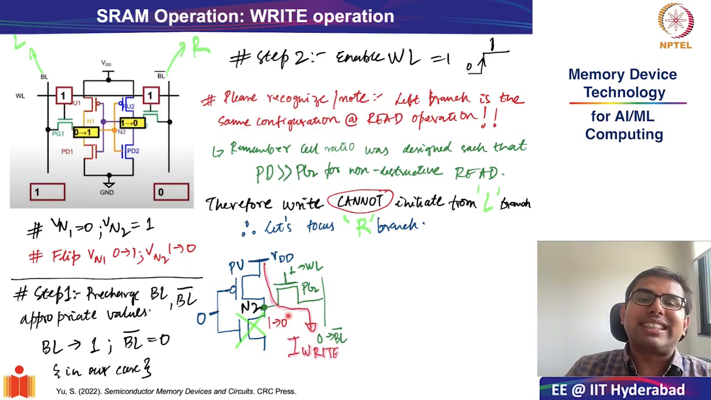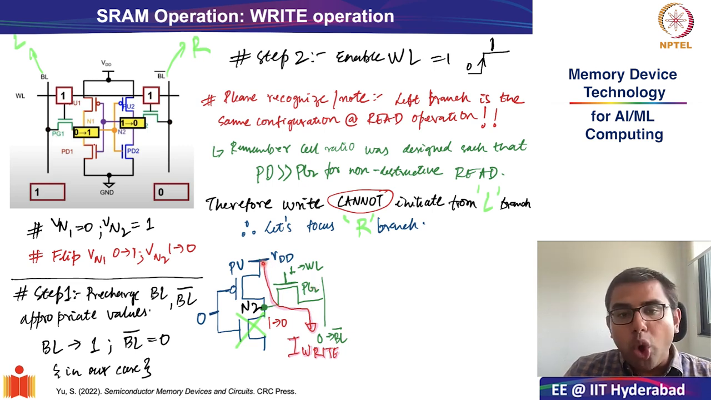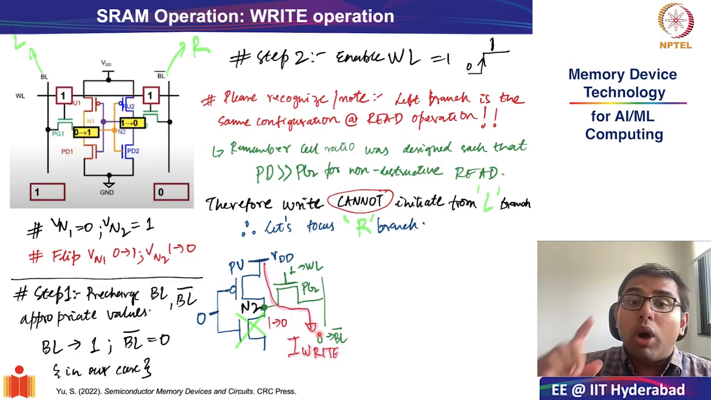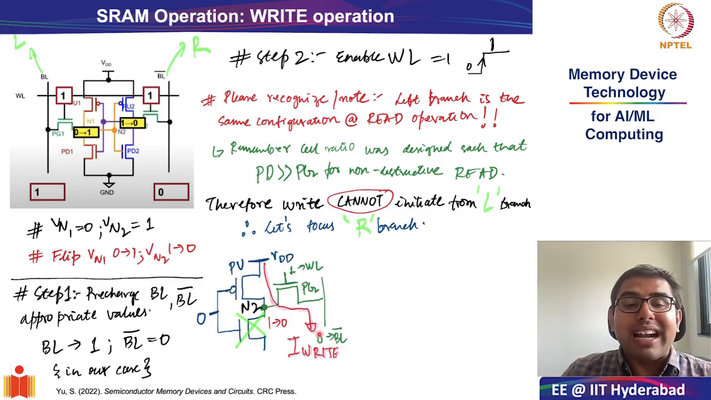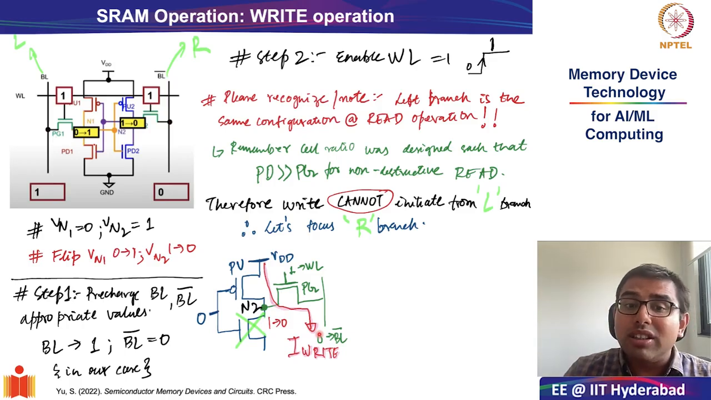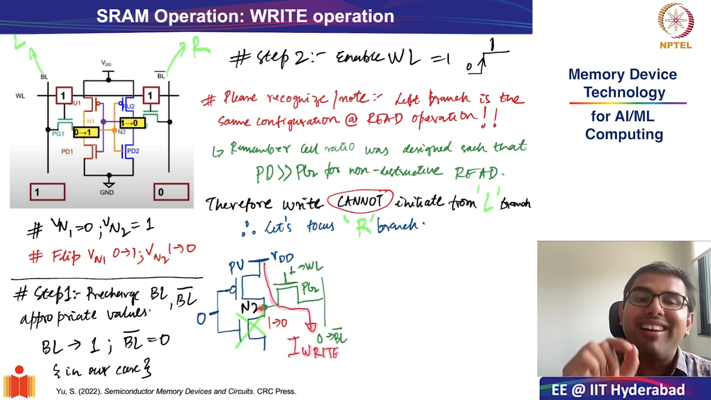And because the pass gate transistor turns on, there will be a write current which will flow from VDD through the pull-up transistor and the pass gate transistor into the bit line bar. Okay. Now the same analysis which we had done, we are going to repeat. Now remember, what was the objective in the read operation? The objective in read operation is that this internal node N1, or N2 in this case, should not flip. So it should remain at 0.